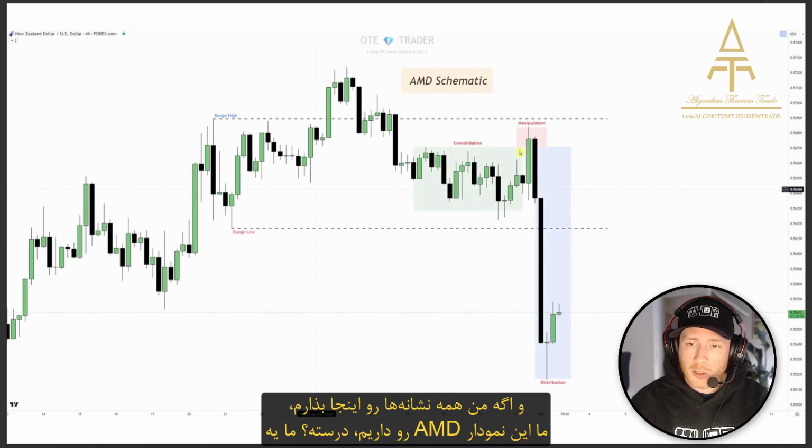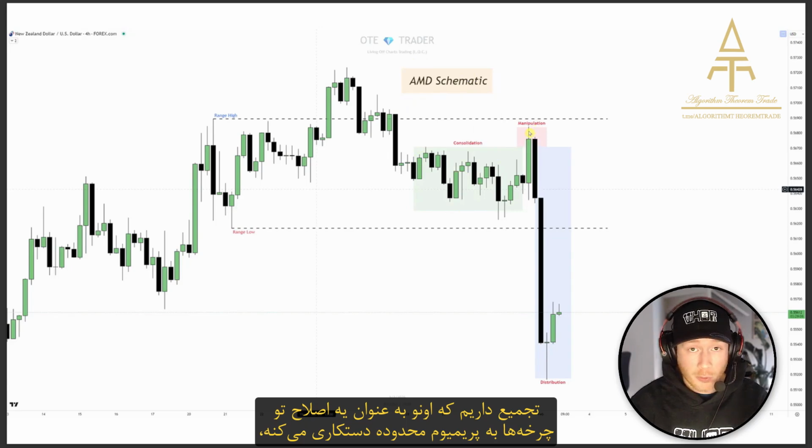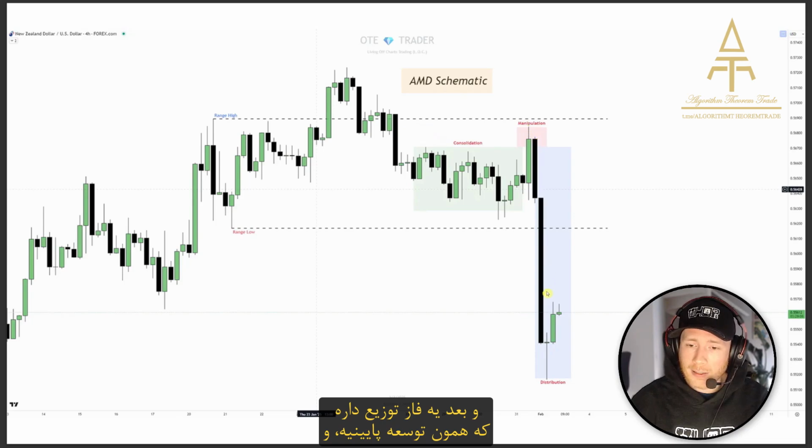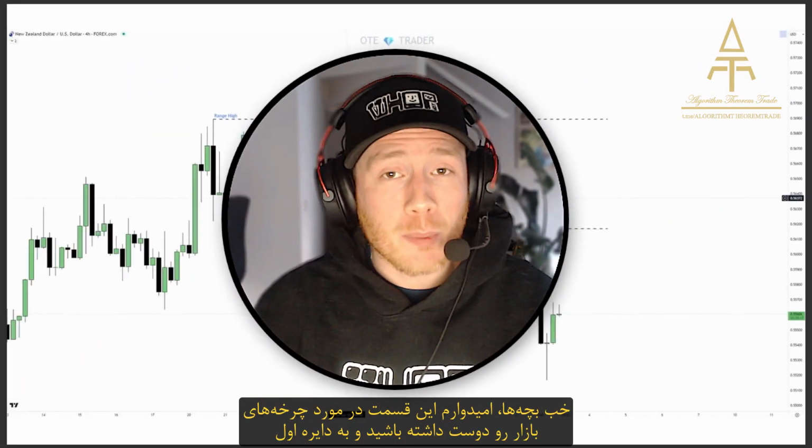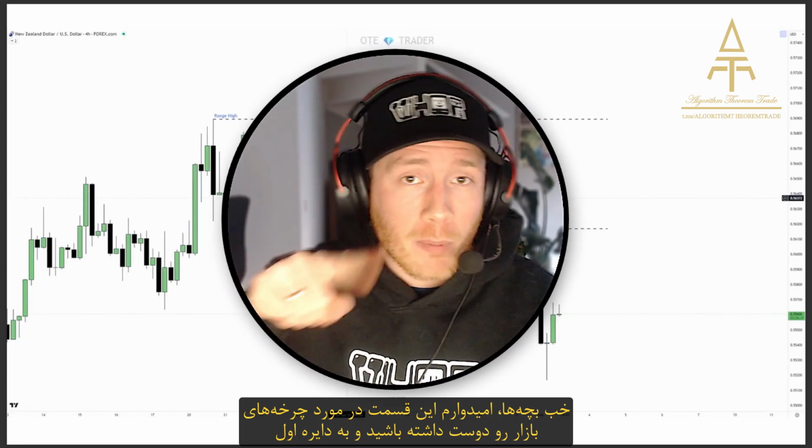We have a consolidation, then it manipulates as a retracement in the cycles back to premium of the range, and then it has a distribution phase, which is the expansion lower, and then it takes out all the range lows down here.